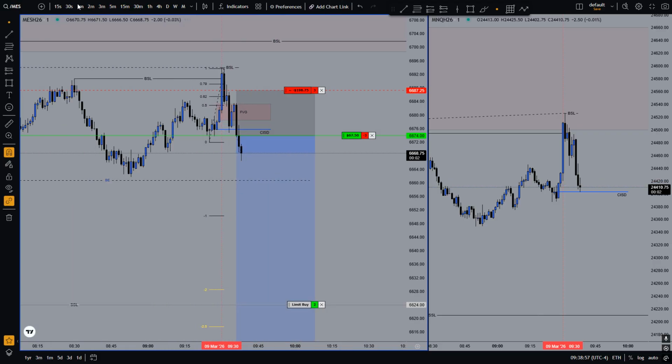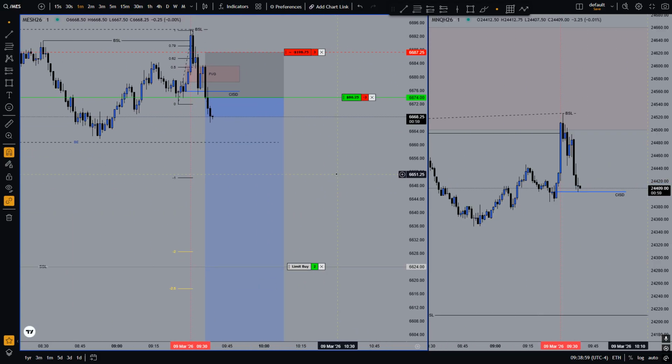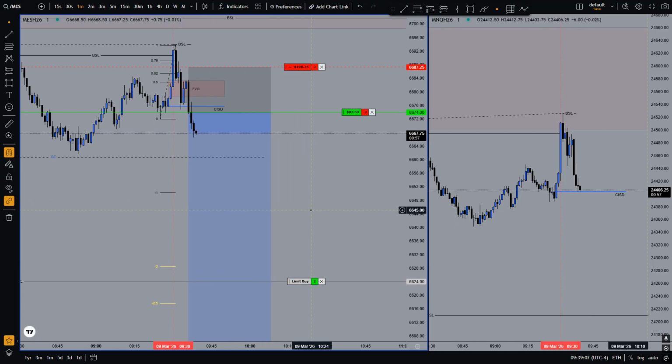Great size on too. We're just going 198. It's a no news Monday. Keep in mind that's why my risk is a little bit lighter.